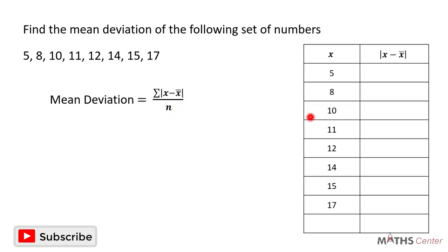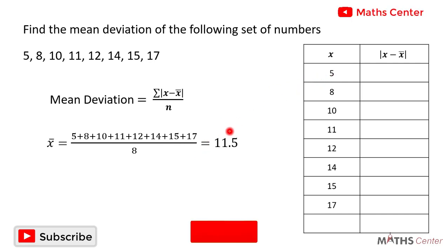I'll draw my 2-column table with the x values in the first column, and then in the second column I'll have my absolute value of x minus the mean of x. So I'll first have to find the mean of x. You get the mean of x by adding all the x values and then dividing it by their number, which is 8. So I'll have 5 plus 8 plus 10 plus 11 plus 12 plus 14 plus 15 plus 17 divided by 8. And this will give us 11.5. So the mean of x is 11.5.